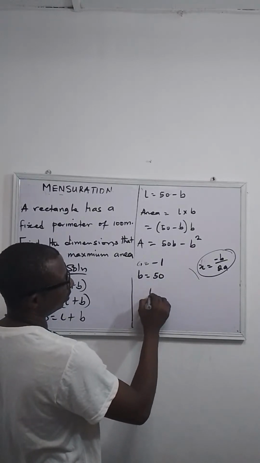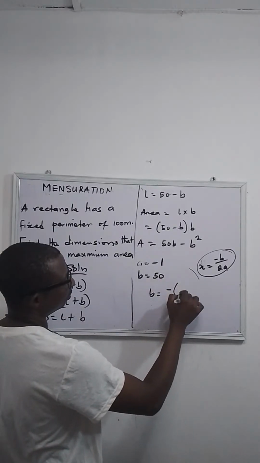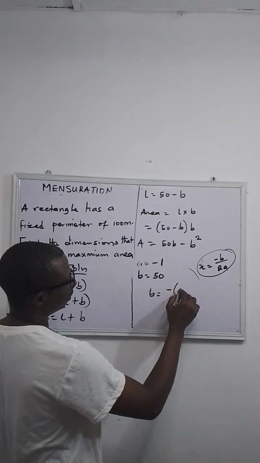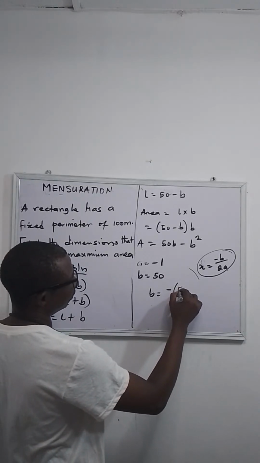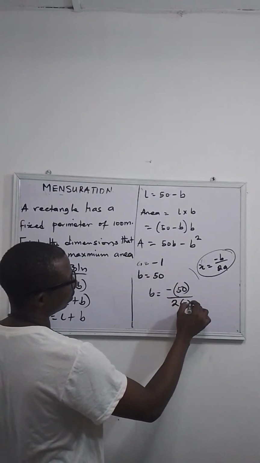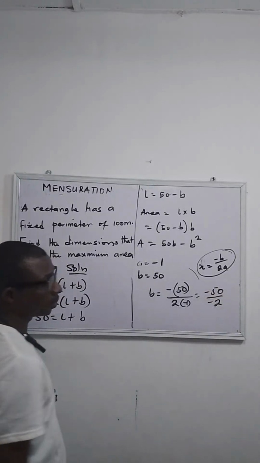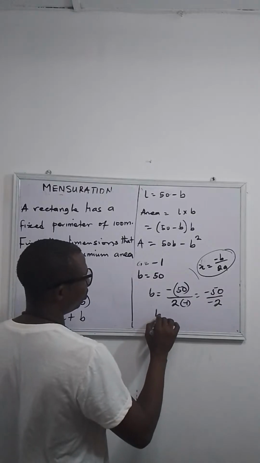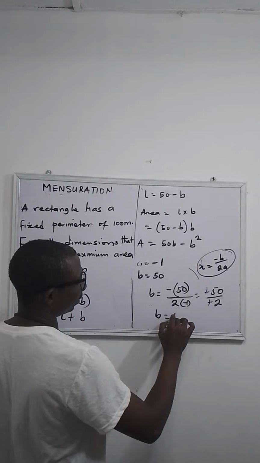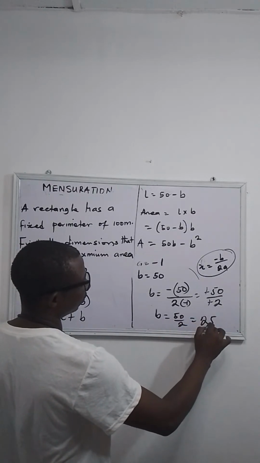So let us use b. We have negative 50, which we already have here, over 2 times a. What is a? Negative 1. That gives us negative 50 over negative 2. So the negatives cancel, and b is 50 over 2, which gives you 25 centimeters.